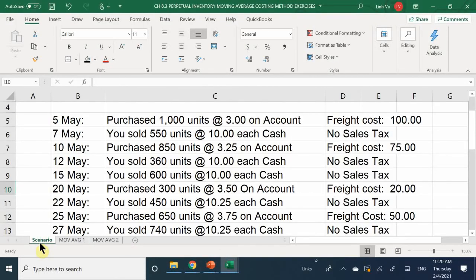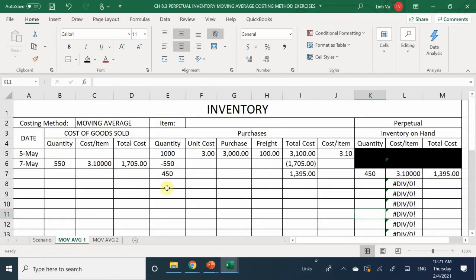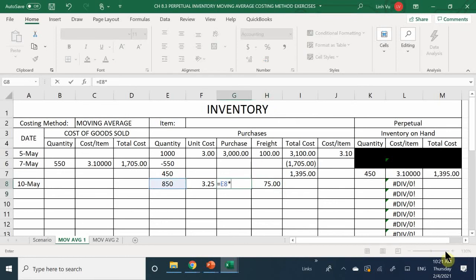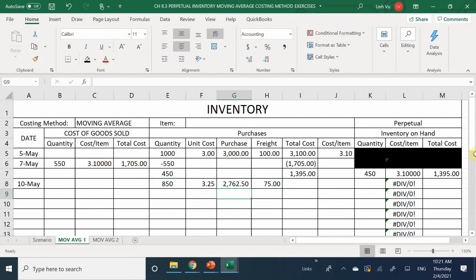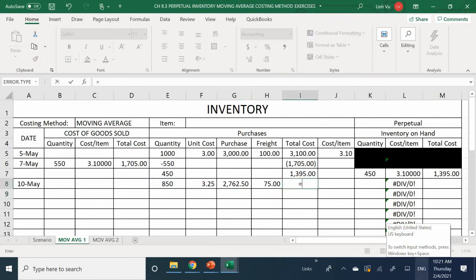on May 10. We purchased 850 at 325 with a freight of 75. Okay, so here on May 10, we purchased 850 at 325 with a freight of 75. So what is my total purchase going to be here? 2762. And then what is my total cost going to be here?